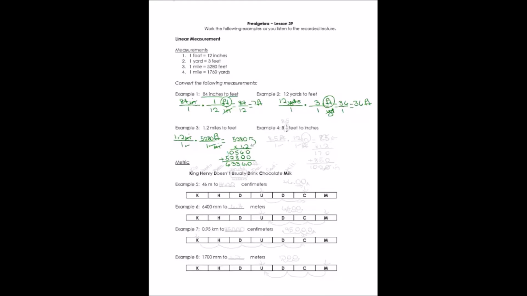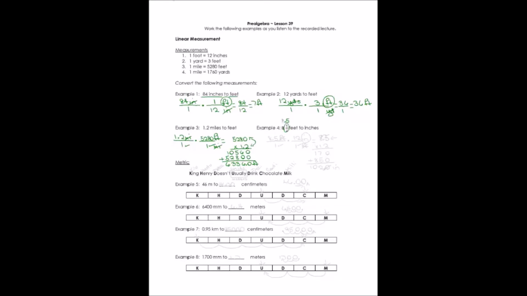So my answer, 6,336 feet is 1.2 miles. For example 4, we get to do this with fractions. So let's look at 8 1/2 feet. Now, I'd rather use decimals than fractions, because if you're going to use fractions, you're probably going to have to convert it to an improper fraction to do the work. So let's think. 1/2 as a decimal is 0.5. We know that one.